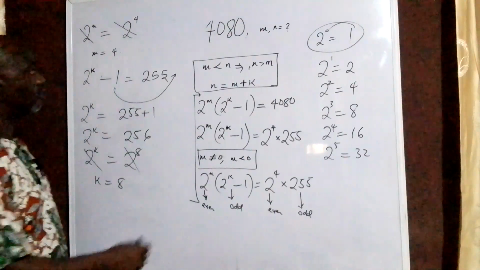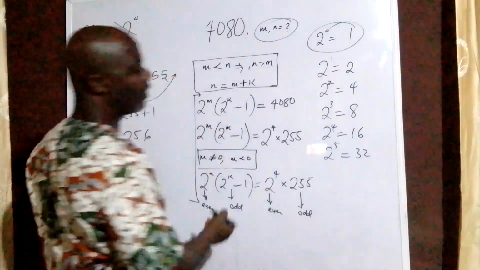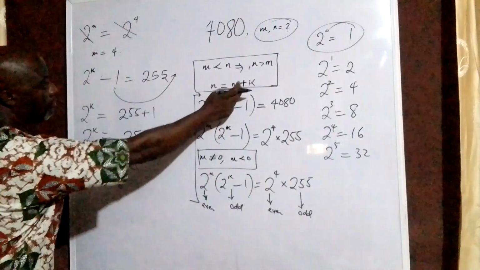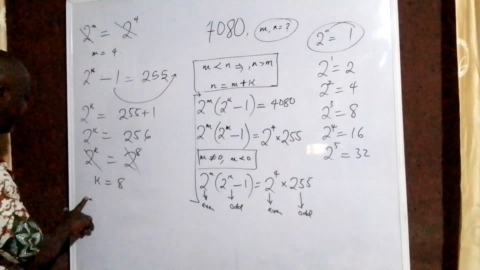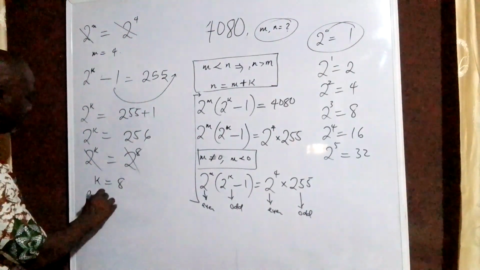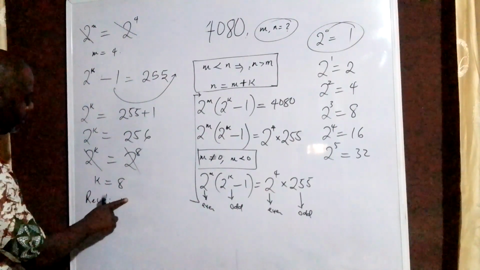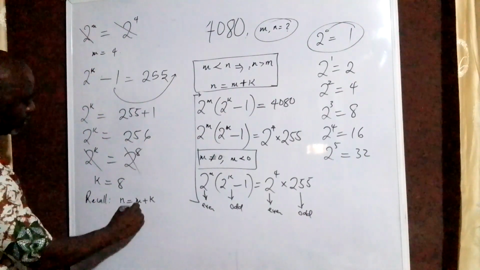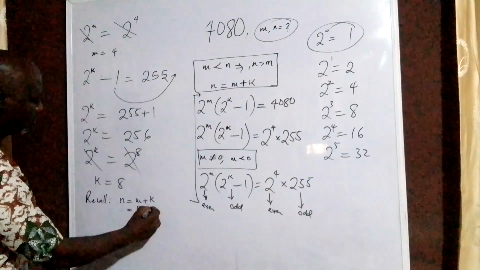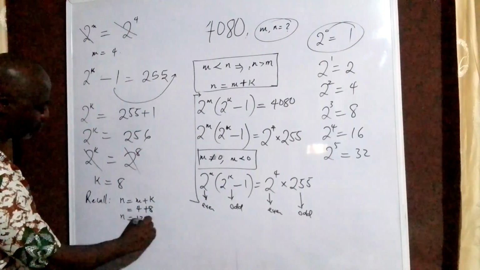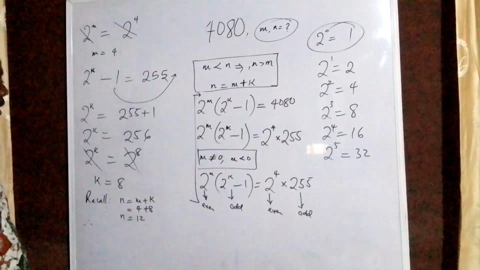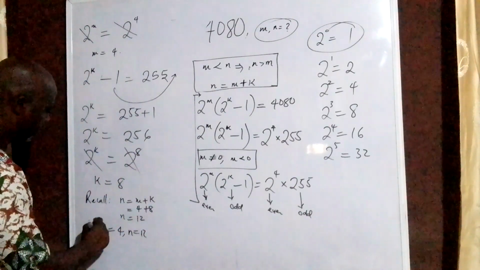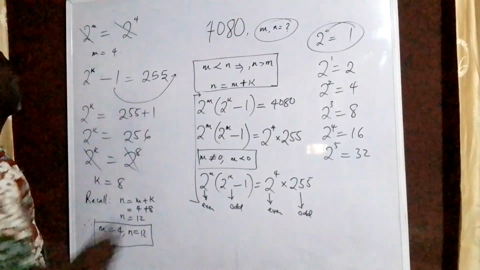Now if k is equal to 8, don't forget we have to find the values of m and n. So we know the value of m, but we know that n equals m plus k. Recall that n is equal to m plus k, so that m is 4 and k equals 8. So it means that n equals 12. Therefore, we can conclude by saying that m equals 4 and n equals 12.